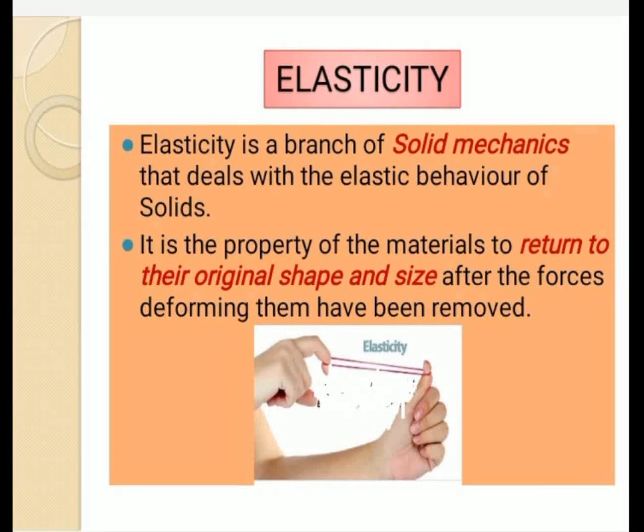What is meant by elasticity? Elasticity is a branch of solid mechanics that deals with the elastic behavior of solids. It is the property of the materials to return to their original shape and size after the forces deforming them have been removed. The property of a body to regain its original state or condition on removal of the applied forces is called elasticity. Quartz fiber is the best example of an elastic body.